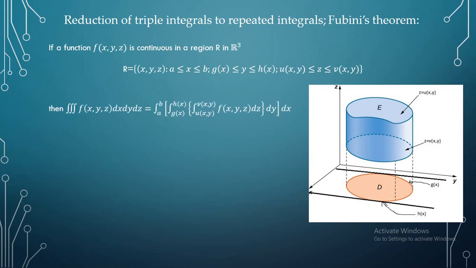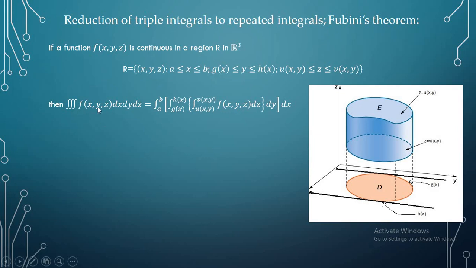Now, if a function is continuous in this region, then what happens? By Fubini's theorem, the triple integral of f(x,y,z) dx dy dz can be written as repeated integrals of this type. So what is a repeated integral? First, we integrate the function with respect to z with limits from u(x,y) to v(x,y). Then the obtained function we integrate with respect to y with limits from g(x) to h(x), and lastly we integrate with respect to x from a to b. So this is Fubini's theorem.